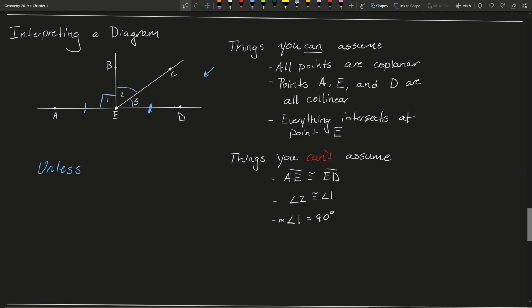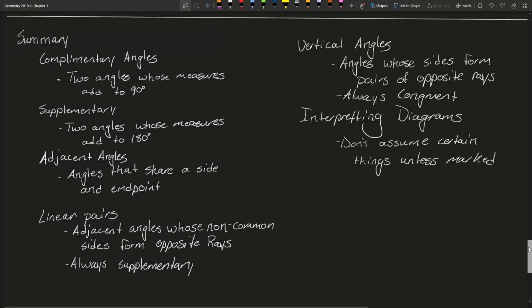So as a recap, here are all the things that we've talked about. We've talked about complementary angles, which are angles whose measures add up to 90 degrees. We talked about supplementary angles, which are angles whose measures add up to 180 degrees. We talked about adjacent angles, which are angles that share a side and an endpoint.